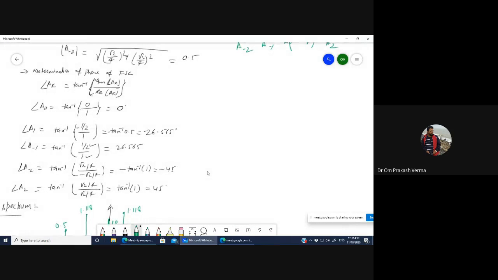Now, can you draw the phase spectrum? You can calculate and plot the phase spectrum. A naught has 0 degree, so we took 0 degree. This is the phase spectrum for A naught. For A1, it is minus 26.565 degree, as we have shown here.